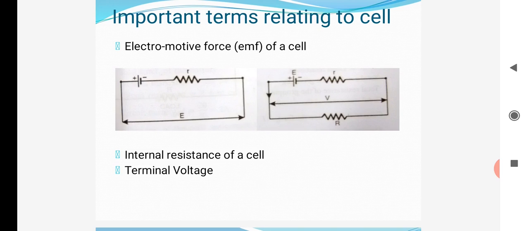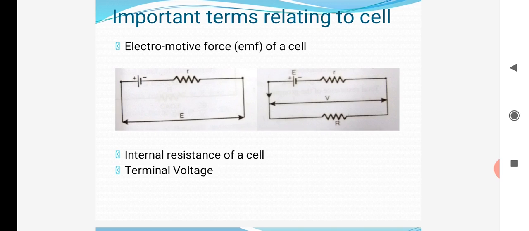Now what is the internal resistance of a cell? See, the cell is also made up of some material, and every material offers some resistance. That is represented with this small r. You can see in the first diagram, this small r is basically the internal resistance of a cell.